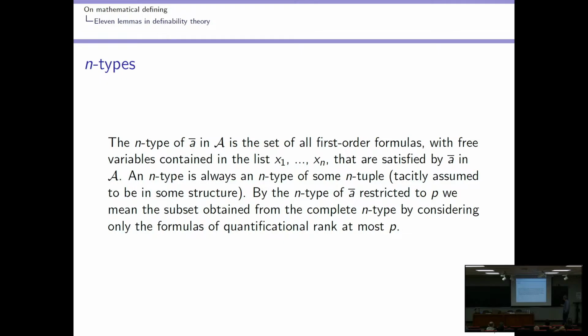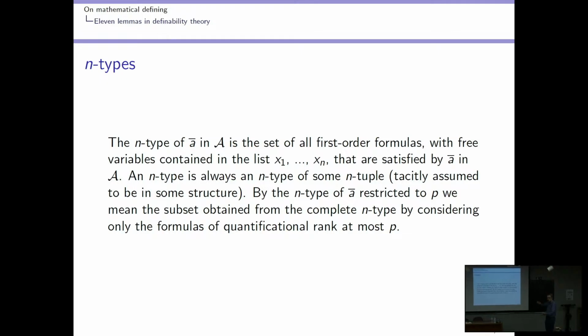By the n-type of A bar restricted to P, we mean the subset, the part of the n-type. So the n-type goes across all quantificational ranks. If we restrict the quantificational rank, which is the degree of the formula, it is similar to the degree of a polynomial. There's the degree according to which we classify first-order formulas, at least for definability theory. Just like polynomials are classified in terms of degree, first degree, second degree, formulas are classified by the quantificational rank and the number of free variables. So by the n-type of A bar restricted to P, we mean the n-type considered just up to the quantificational rank P.